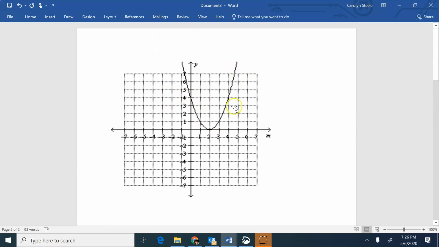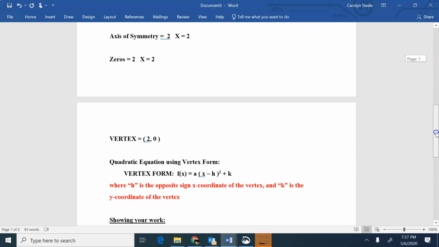So they've given us our graph, and we want to come up with a quadratic equation that represents this graph. So what you're going to need is your vertex coordinates, and you're going to need a point somewhere on this graph, okay? The easiest point to see is this one right here. Excuse me, 0, 4 would be the coordinates for that point right there. So we have our vertex, which is 2, 0, and we have this point where it touches the y-axis, 0, 4. So we're going to use that information to come up with our equation.